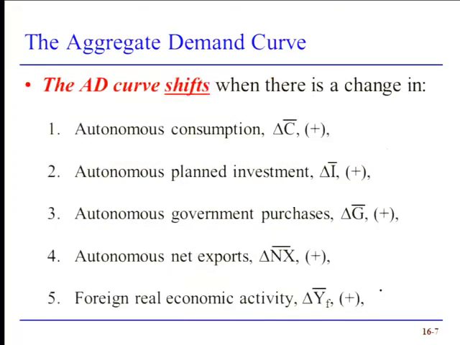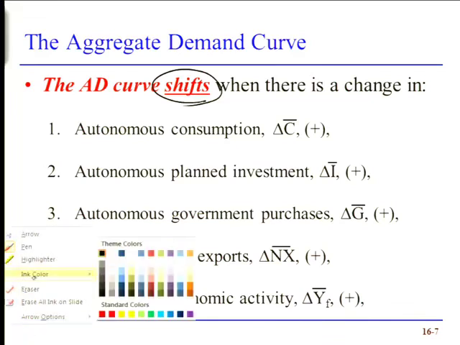Now, it's also important to keep in mind all the factors that can cause the aggregate demand curve to shift. Remember, the aggregate demand curve shifts whenever there is a shift in either the IS curve or the MP curve, right? Either one of those. And if you remember in the IS curve formulation, there were lots of exogenous variables. So a change in any one of those exogenous variables will cause the IS curve to shift and also cause the aggregate demand curve to shift.